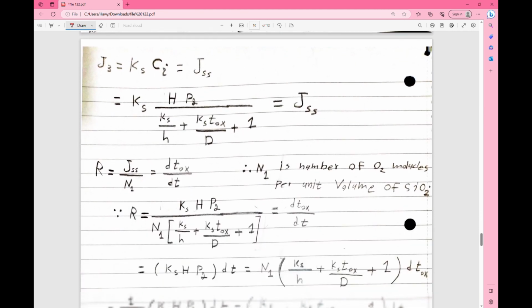Now we are left with flux 3, that G3 is equal to KsCi, equal to Gss. We just substitute Ci, the equation for Ci.